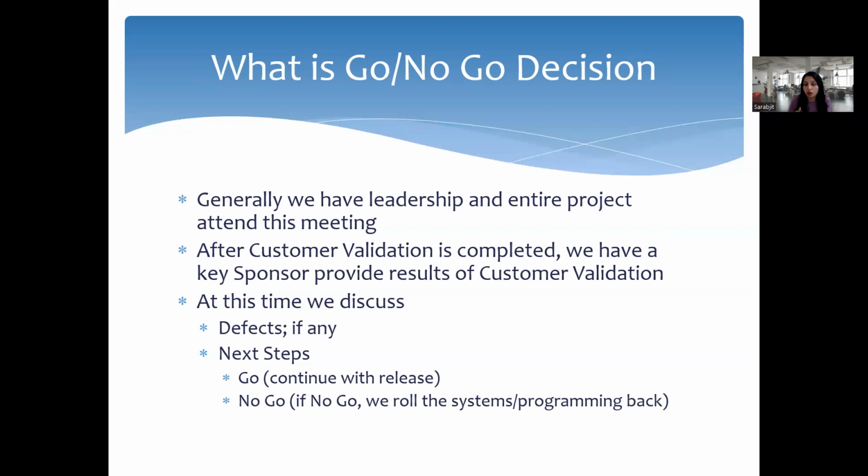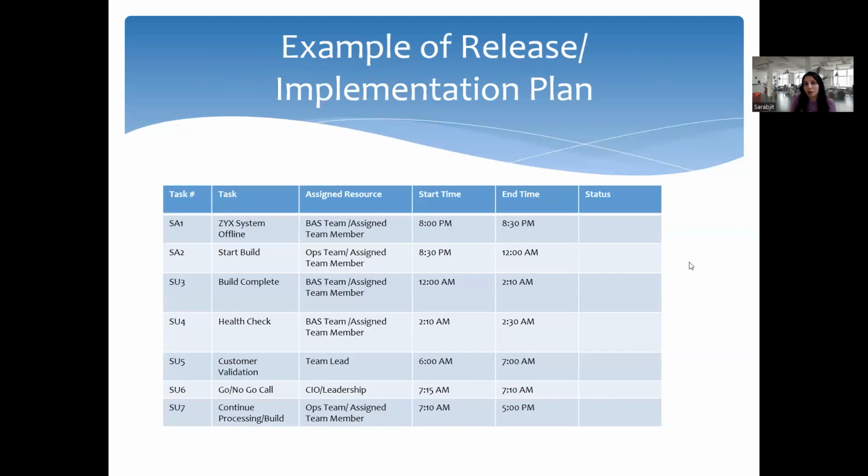If we have a no go, then we roll the systems back to make sure that everything is working as it should. Examples of release plan or implementation plan. This is something that I just made up, right?